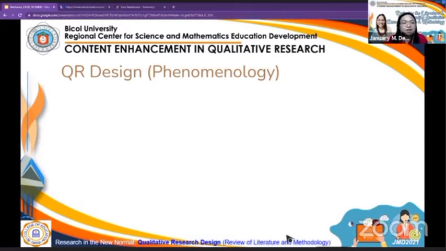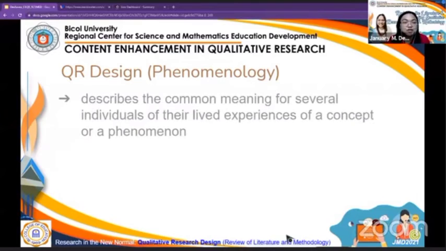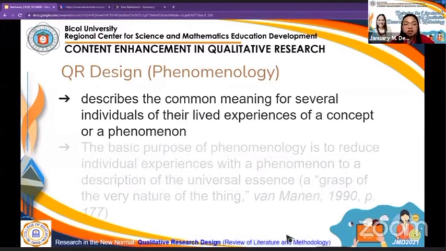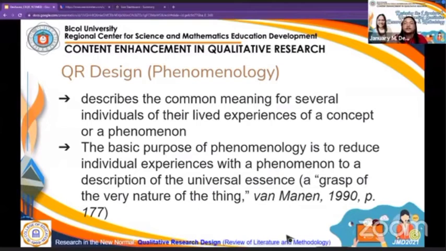Another design that is famous under qualitative research is phenomenology, or the phenomenological research. If narrative study is more on the stories of experiences of an individual, or it could also be several individuals, phenomenology describes the common meaning for several individuals of their lived experiences of a concept or phenomenon. So as a phenomenologist, your focus will be on describing what all the participants in your research have in common as they experience a certain phenomenon.